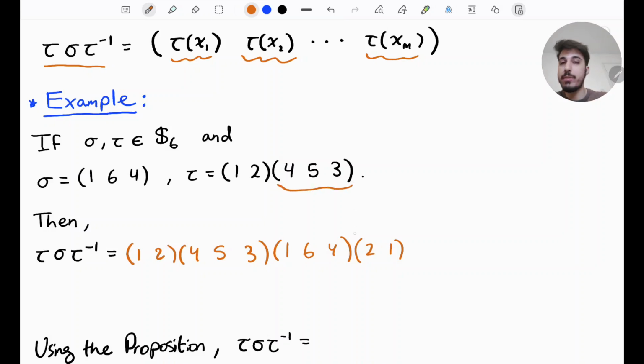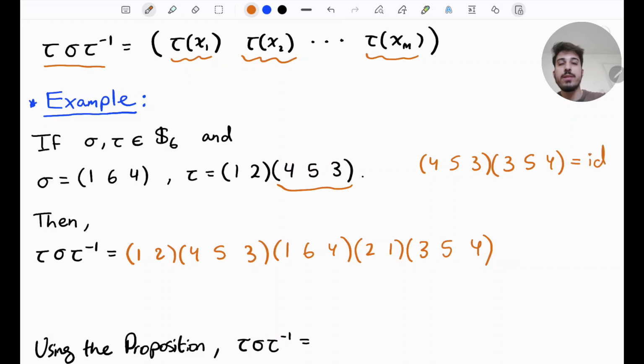Now, what about (4 5 3)? Well, the inverse of (4 5 3) is equal to (3 5 4). So all I did is I reversed the order in which the elements are written in the cycle. You can check for yourself that (4 5 3) composed with its inverse is equal to the identity. So in fact, it fixes every element. And that I leave to you as an exercise.